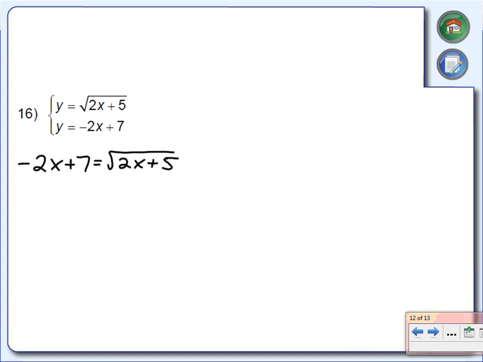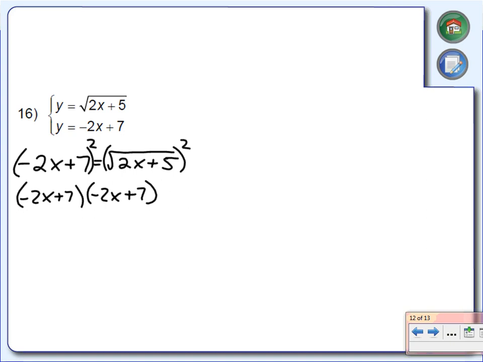Now, we saw something like this yesterday on the assignment. Anybody remember how we got rid of the square root? You multiply it by itself or you square it. That's exactly right. We're going to square both sides of the equation. Now remember, when we square this, you have to be real careful because you're going to have to use some FOIL method. So we're going to take negative 2x plus 7 and multiply it by itself.